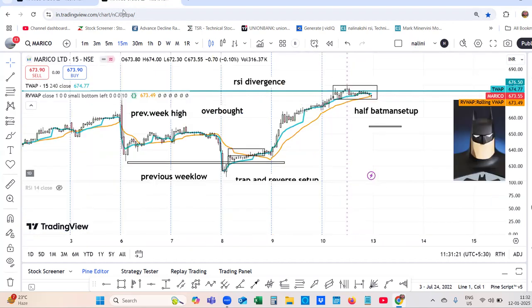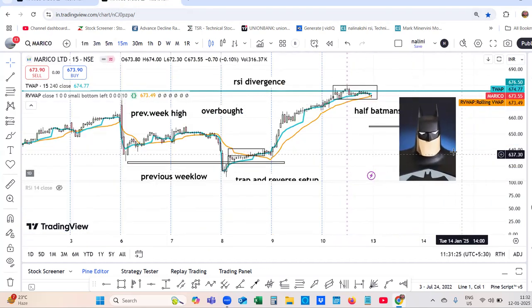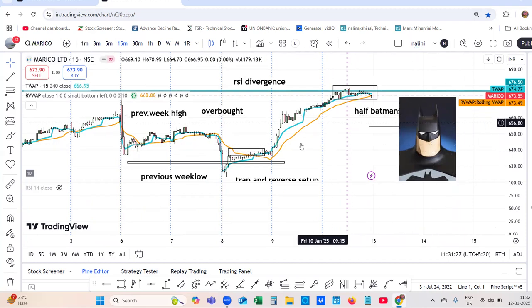If I go back, this is the Batman picture over here. Off-Batman means what happens in the Batman setup.